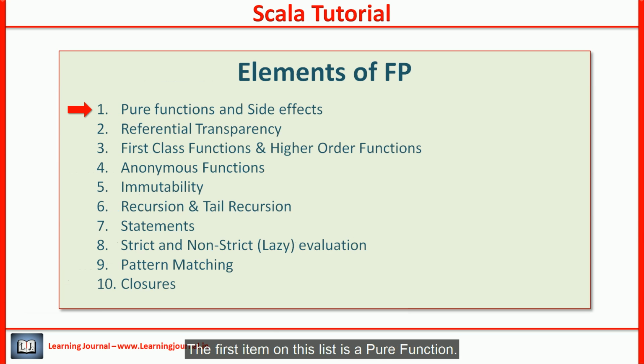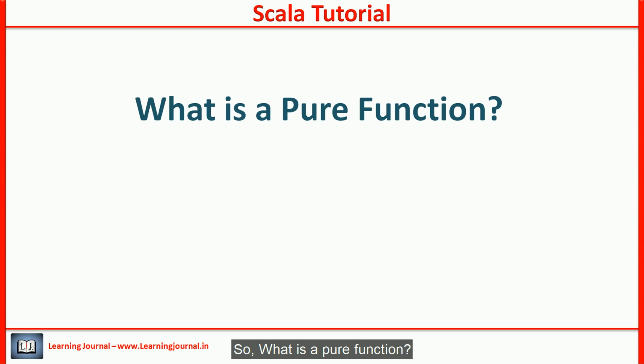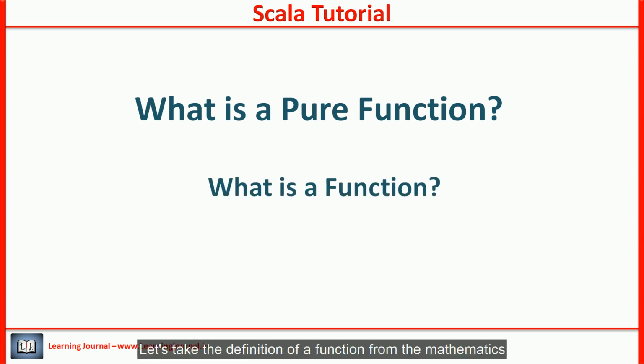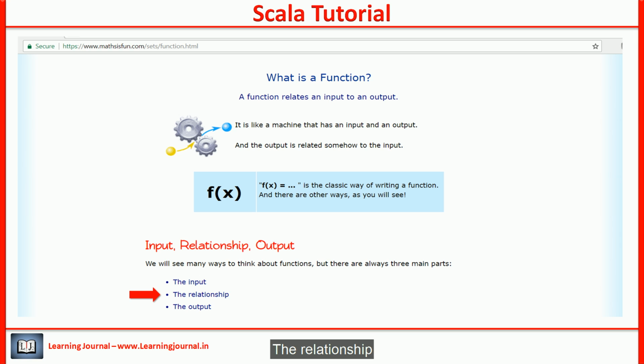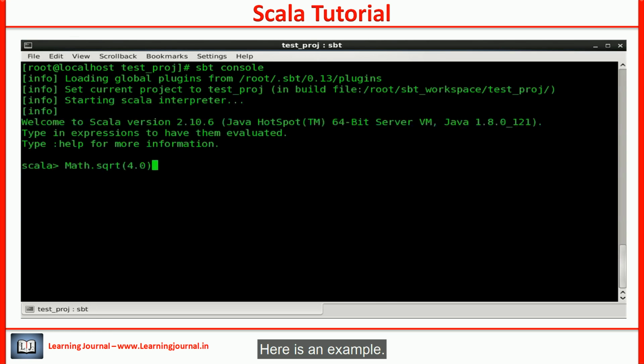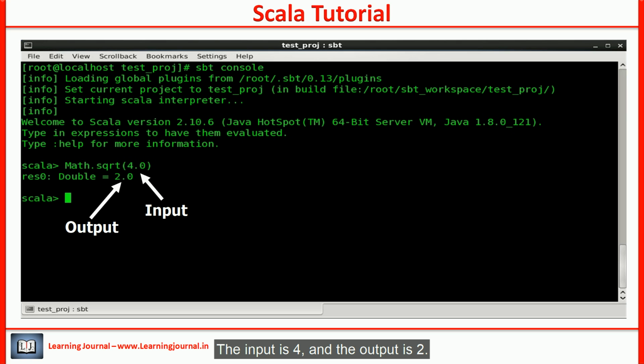The first item on this list is a pure function. So, what is a pure function? Let me ask you a simple question. What is a function? Let's take the definition of a function from the mathematics, because all mathematical functions are always pure. A function relates an input to an output. So, there are three main parts: the input, the relationship, and the output. Here is an example. The input is 4 and the output is 2.